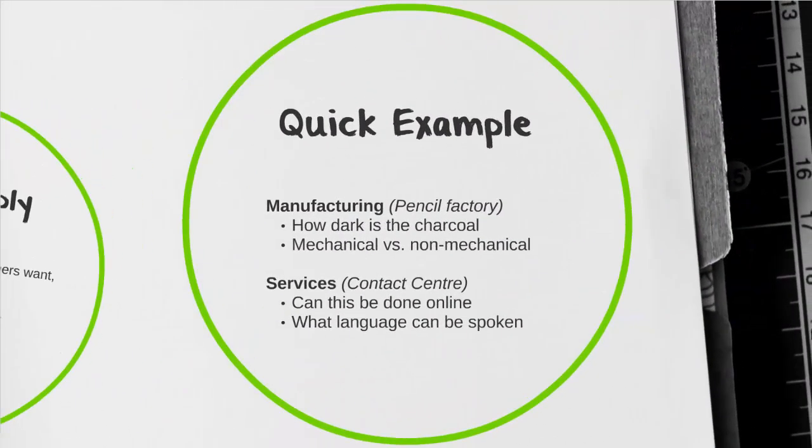Let's walk through a quick example. Looking at a pencil manufacturing factory, the voice of the customer may speak to the actual specifications of the pencil. So how dark is the charcoal? It could also be the type of pencil that we're producing. Is it mechanical? Is it non-mechanical? Or perhaps the voice of our customer for our specific marketplace is looking at luxury pencils. Perhaps we're providing high-end pencils, and what really matters is the brand power and not so much the actual functionality.